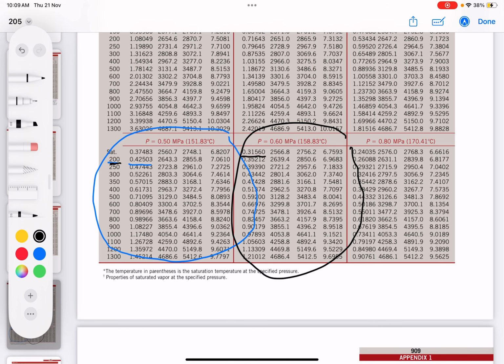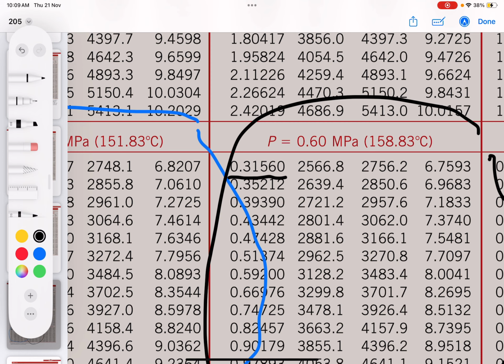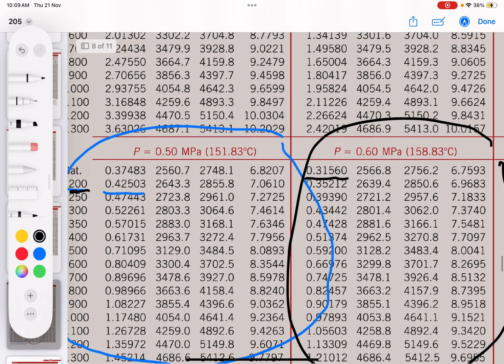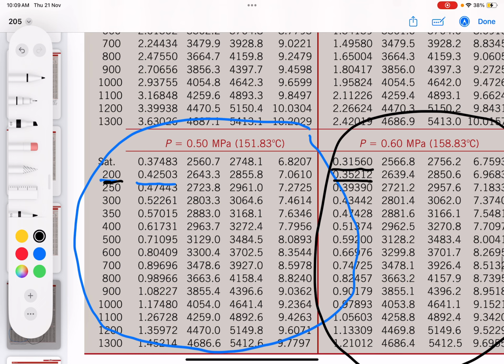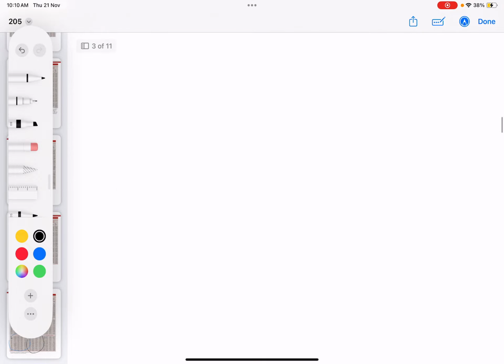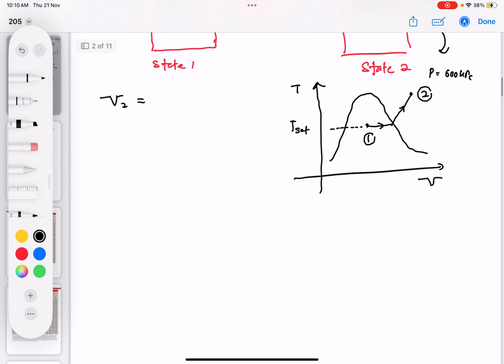Therefore my specific volume is going to be 0.35, 0.3, is it? I cannot really see. Sorry about that. So it's going to be here. The temperature of 200 is going to be 0.35212. So now I have v2 equals 0.35212 meter cubed per kg.